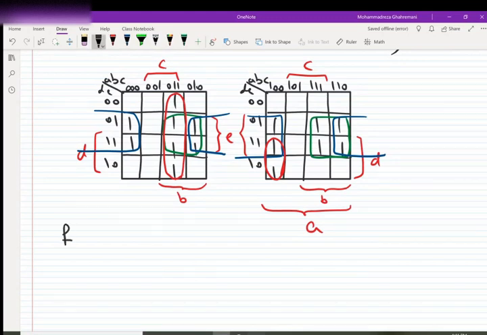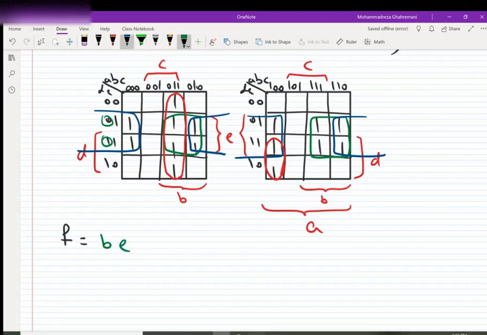The function is equal to, first, the green one. For the green one, because it's in both tables, A is cancelled. What about B? B is 1 for both of them. What about C? C is changing, C is cancelled. What about D? D is changing, D is 0 and 1. What about E? E is constant. So it's BE.